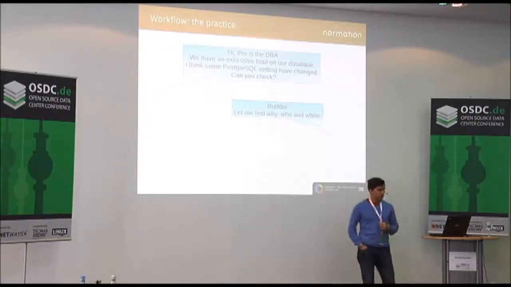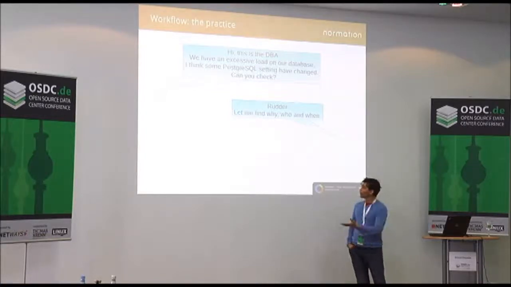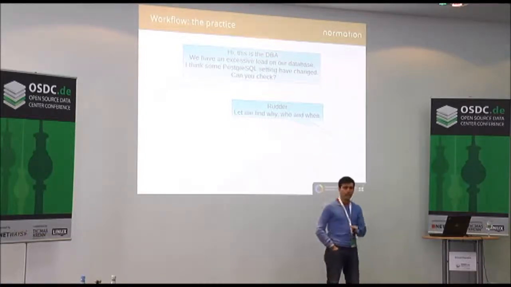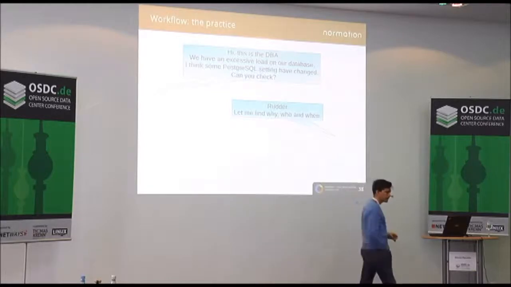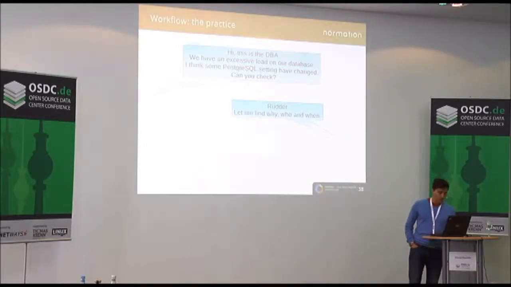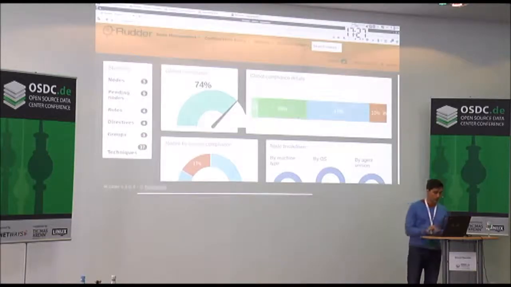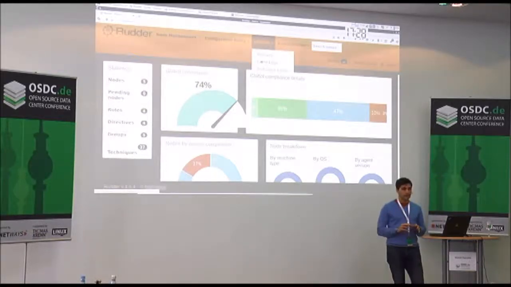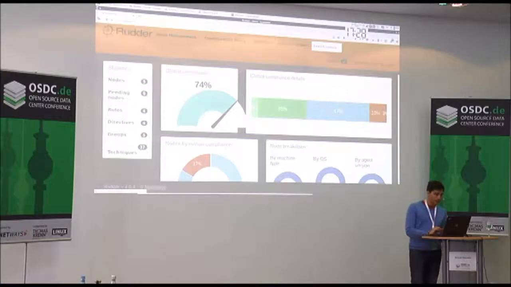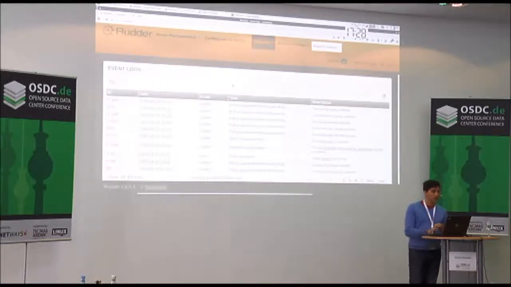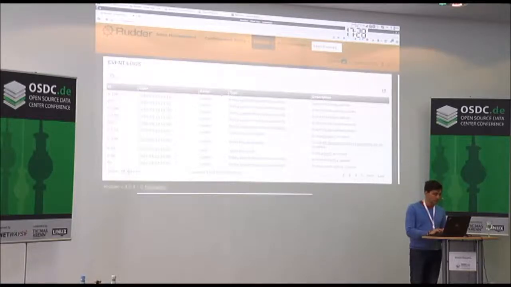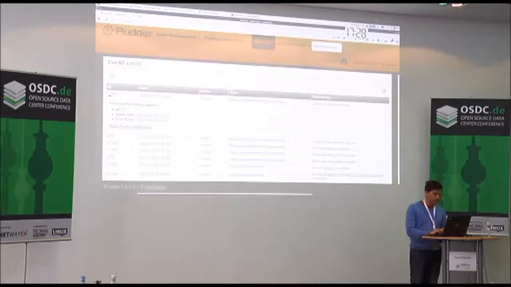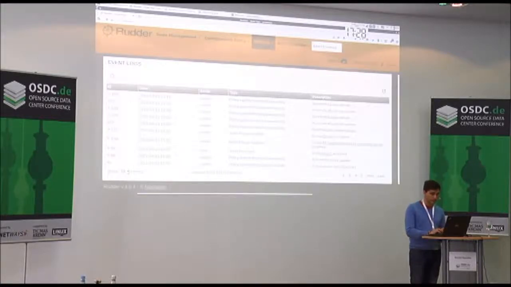So here's another example. We have an excessive load on our database. I think something has changed. But what? So let's see. We track everything that's going on within Rudder, and everything generates an event. We have the list of all events here, and some events have details, so you know what has changed and have the details of this.